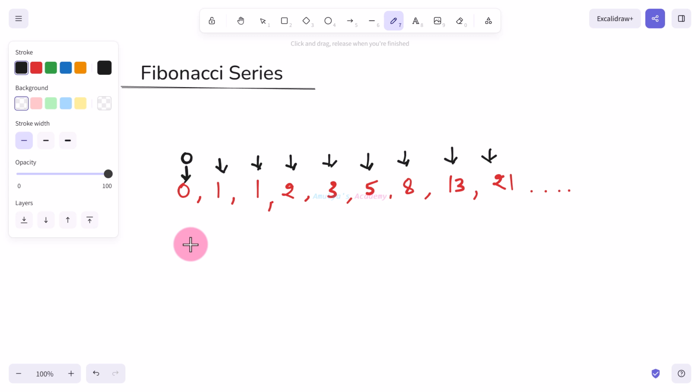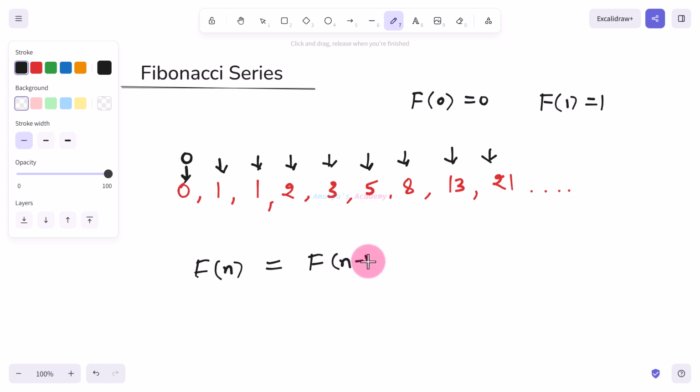In mathematical terms, the number at the nth position can be represented as f of n. So here we know f of 0 is 0, and we know f of 1 is 1, the first two numbers of the series. We can represent them like this. And for the number in the nth position, we can write f of n minus 1 plus f of n minus 2, the sum of the two previous numbers.